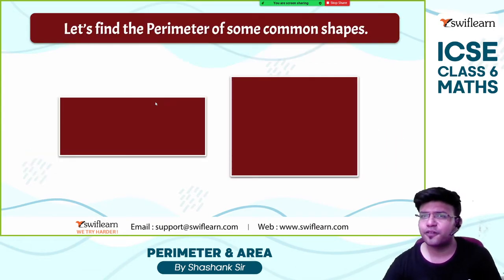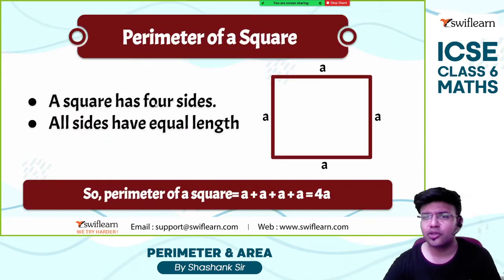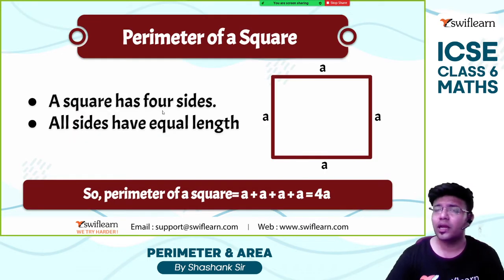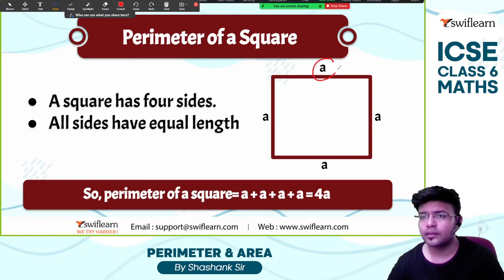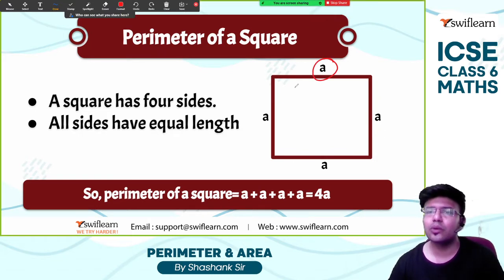Yes. Let's find the perimeters of some common shapes, such as rectangle and square. Let's begin with the square. A square has four sides where all the sides are equal. Let the side be equal to A. All the sides will be equal to A.